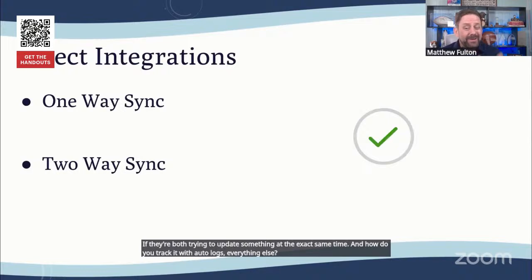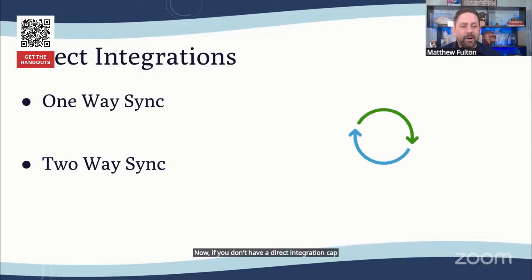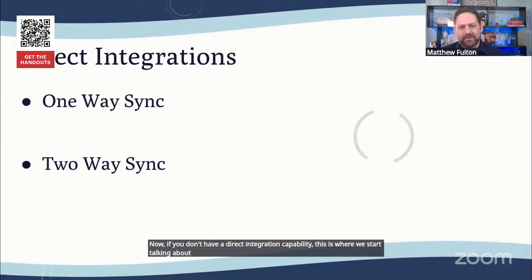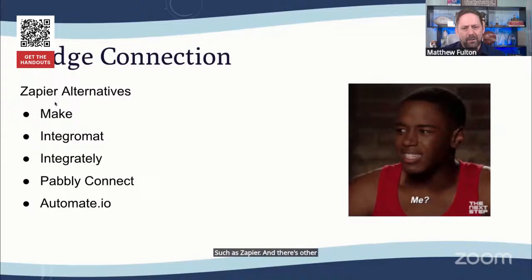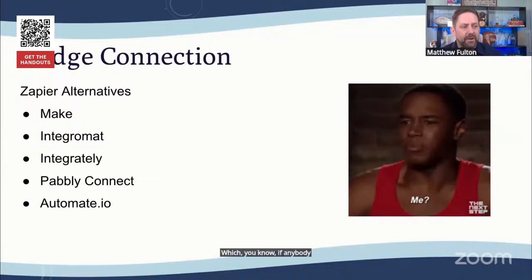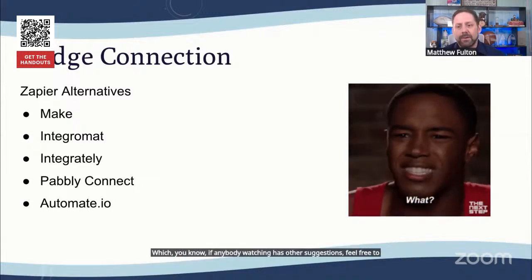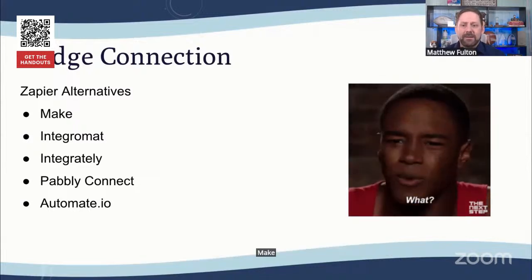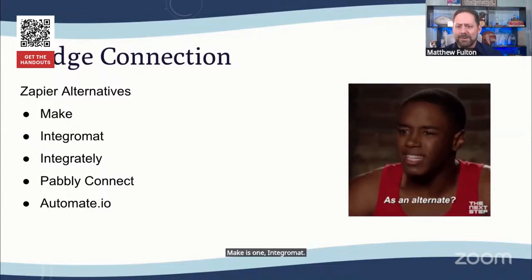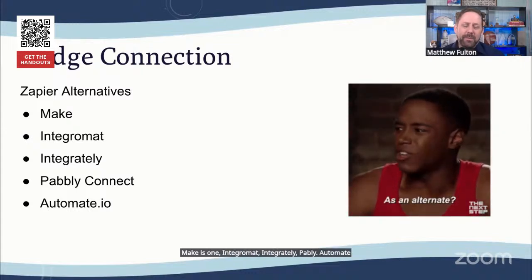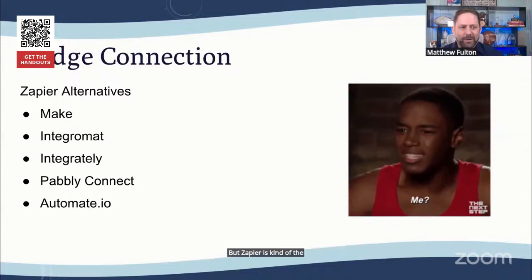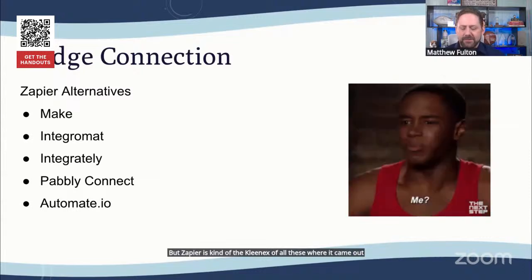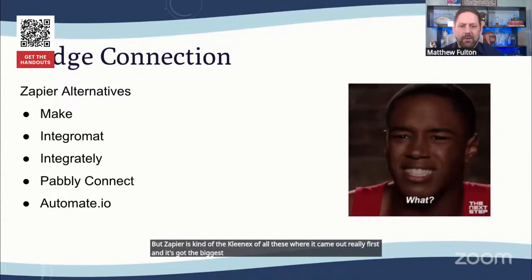Now, if you don't have a direct integration capability, this is where we start talking about different bridge apps, such as Zapier, and there's other competitors out there as well. If anybody watching has other suggestions, feel free to put them in the chat. Make is one, Integromat, Integrately, Pabbly, Automate.io. There's probably 10 other ones as well. But Zapier is kind of the Kleenex of all these, where it came out first and it's got the biggest following of all of them.